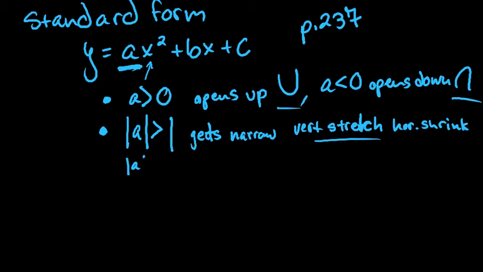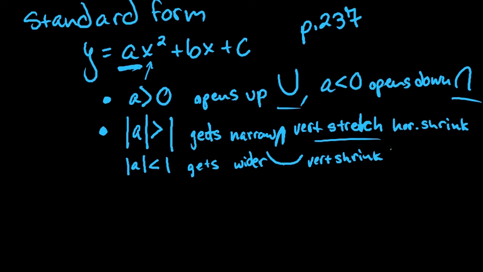Okay, and if the absolute value is less than 1, it's the exact opposite. It gets wider. So it looks like a big old ball versus something very thin. So that's a vertical shrink, and a horizontal stretch.